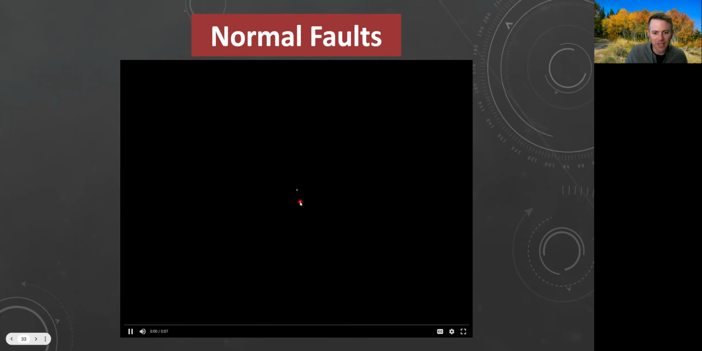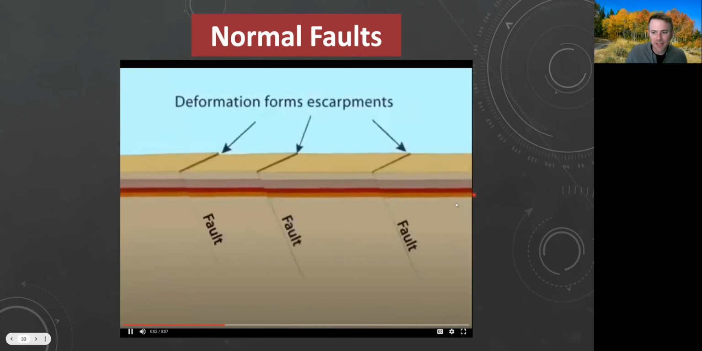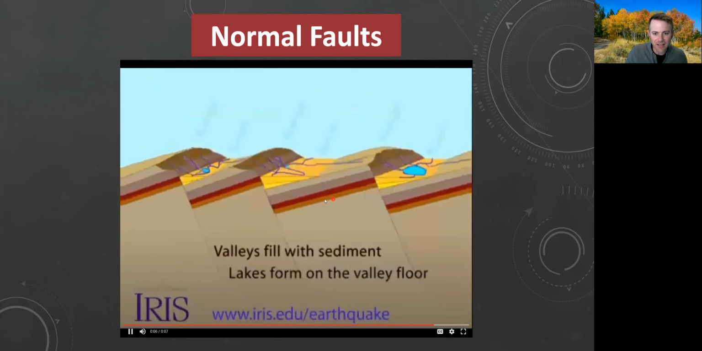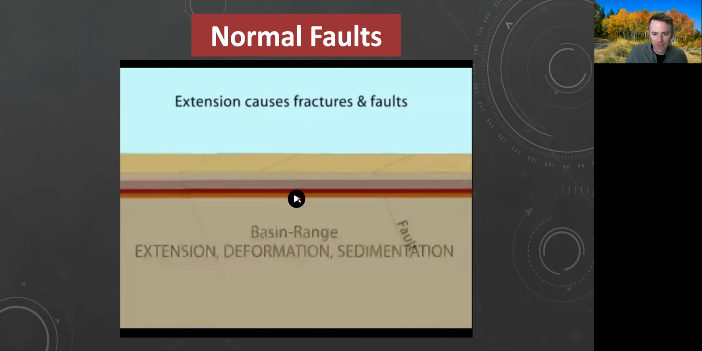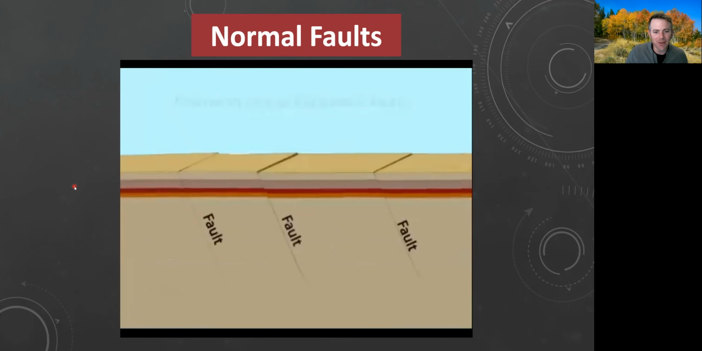And here's a quick little video to show what that looks like. So if the crust in the eastern part of California starts pulling apart and extending, this is what will start happening over time.